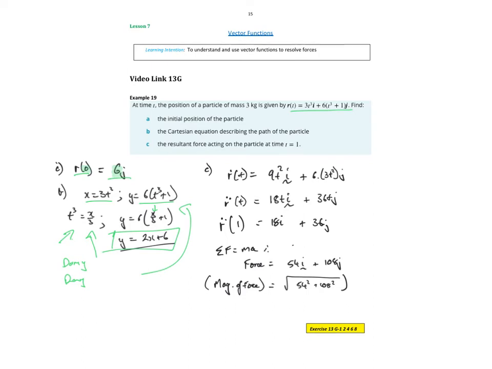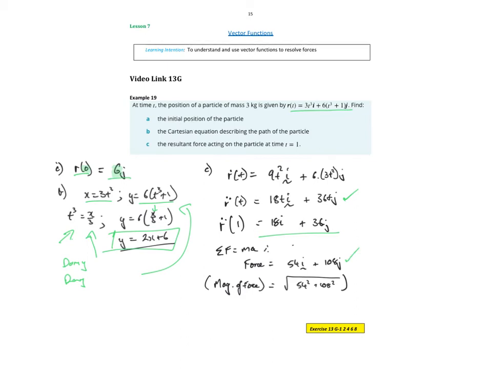I want to know the resultant force acting on the particle at time t equal to 1. So the resultant force equals ma. What's the acceleration? Well, the rule for my acceleration, r double dot, is 18ti plus 36tj. At t equal to 1, there's my acceleration, okay? So the force acting, my acceleration is in those directions. So the force acting is 3 times that in those directions, yeah?